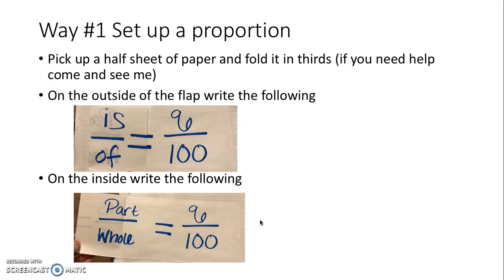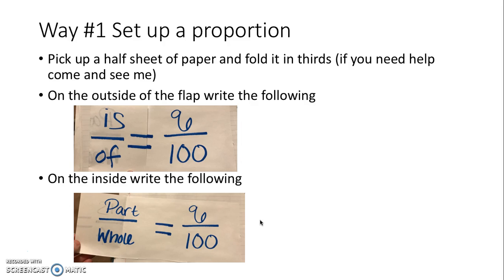We have two ways that we need to know how to do this. You need to know how to use both ways, but you can choose which way you like better in a little bit after we learn how to use both. Way number one is to set up a proportion. At this point, we are going to be making a foldable at your own pace.